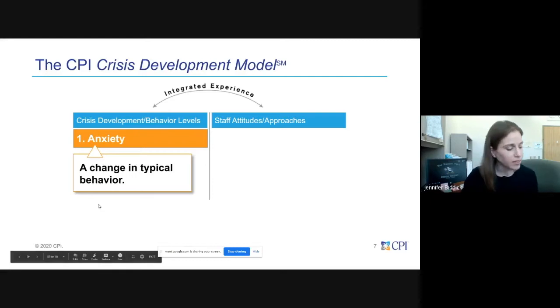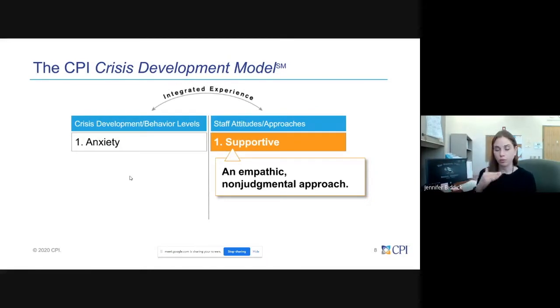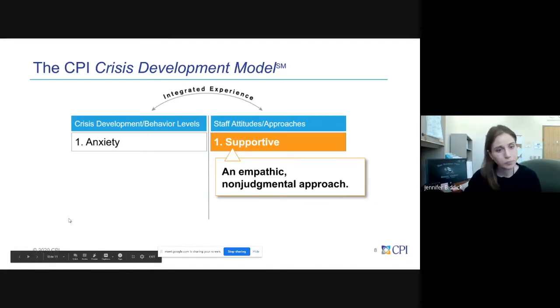So at this point, at this anxiety level, again, we've seen that change in behavior. We want to be taking a supportive approach. So an empathetic, non-judgmental approach. So we don't want to just dismiss the behaviors that our learner is showing us, or even dismiss if they try to express their feelings to us. We want to recognize those, and we want to hear what they're saying, and we want to validate how they're feeling so that we're demonstrating a level of support.